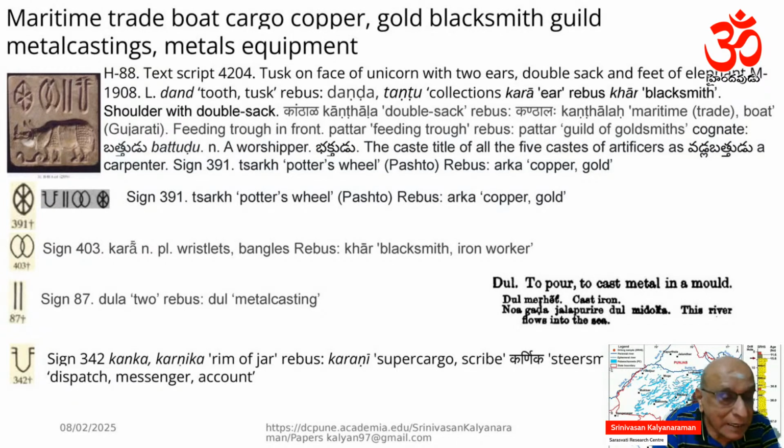Then the other sign, 342, which is shown as part of the script, is kanka, karanika, a similar sounding word for rim of a jar. Rebus, or a similar sounding word is karani, supercargo, or karanam, management accountant, script writer, engraver, karana trade. So now the trade of this cargo of metal casting equipment is being sent through this particular seal called the H88 seal. Okay, next please.